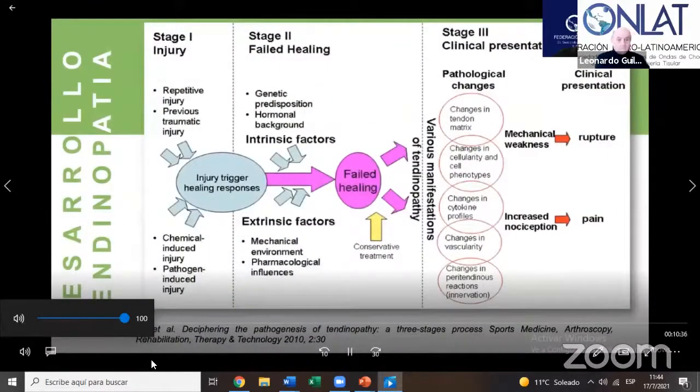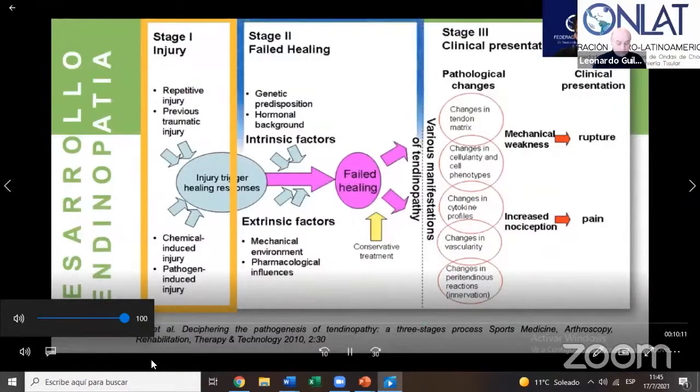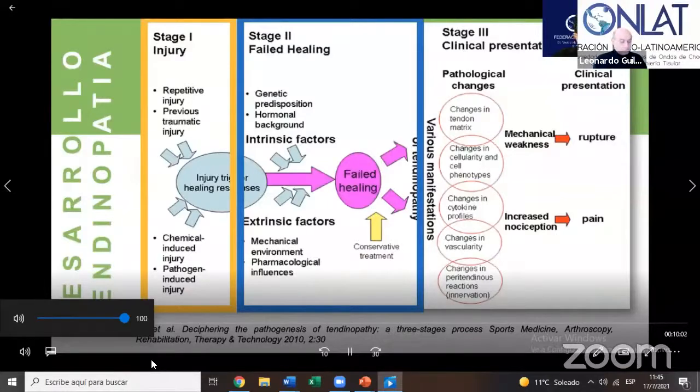But tendinopathies have stages of production. At the first level, it is the injury produced by repetitive activity, previous traumatic injuries, chemical products, or pathologies that cause damage to the tendon. At the next level, there is a failure in the healing process determined by two large groups of intrinsic and extrinsic factors, to reach stage three, where the clinical manifestations are characterized by pain, weakness, or rupture.